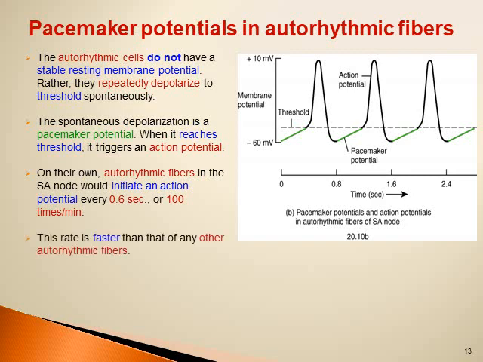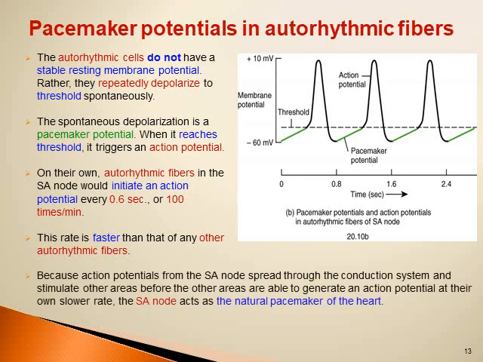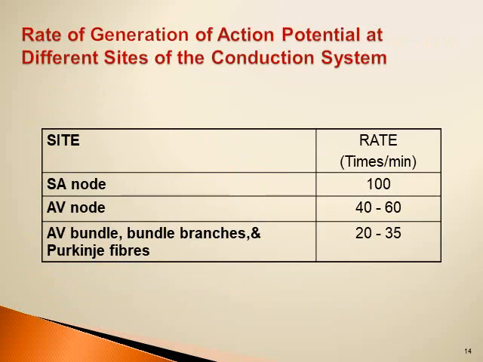This rate is faster than that of any other autorhythmic fiber in the heart, because action potentials from the SA node spread through the conduction system and stimulate other areas before the other areas are able to generate an action potential at their own slow rate. The SA node acts as the natural pacemaker of the heart. So the pacemaker of the heart is the part that takes the lead in generating and determining the heart rate, and this lies in the SA node.